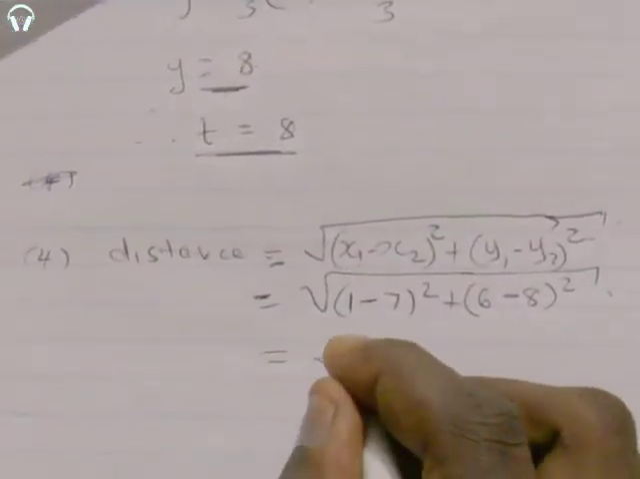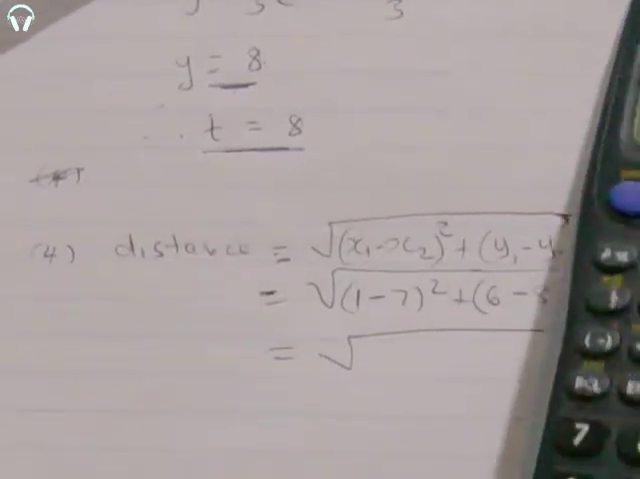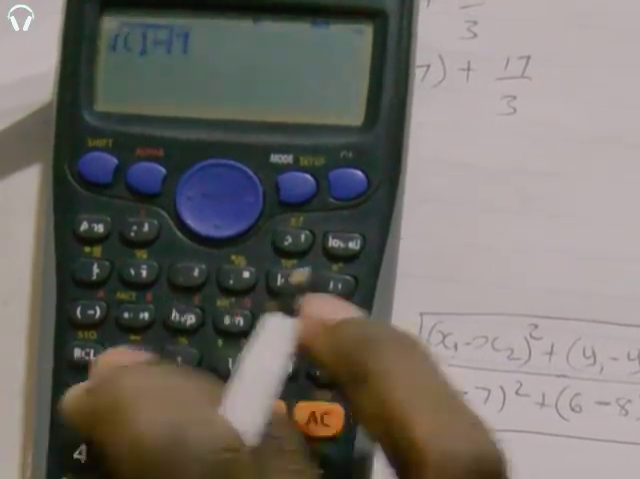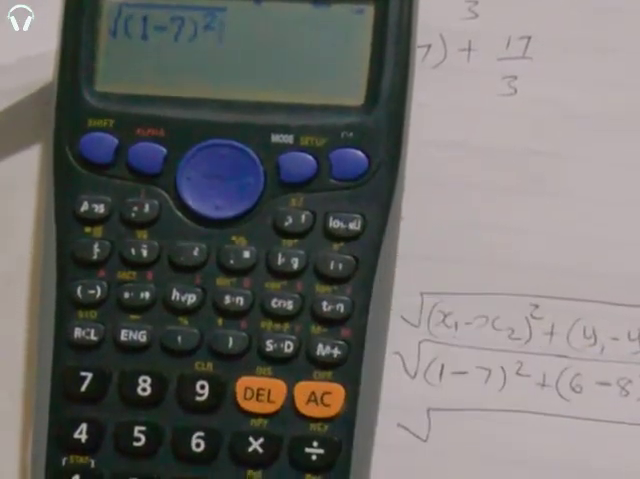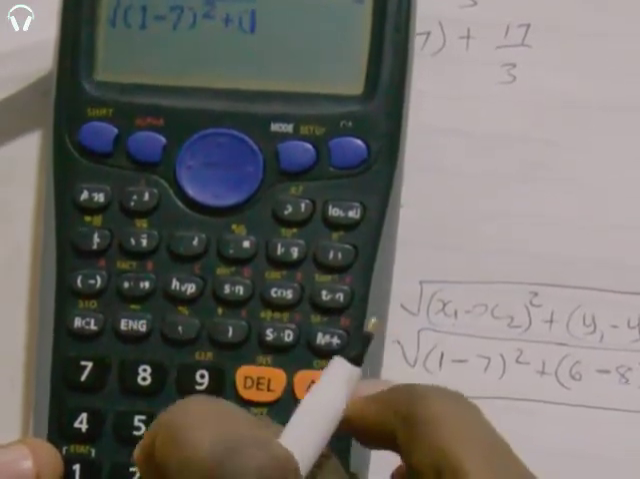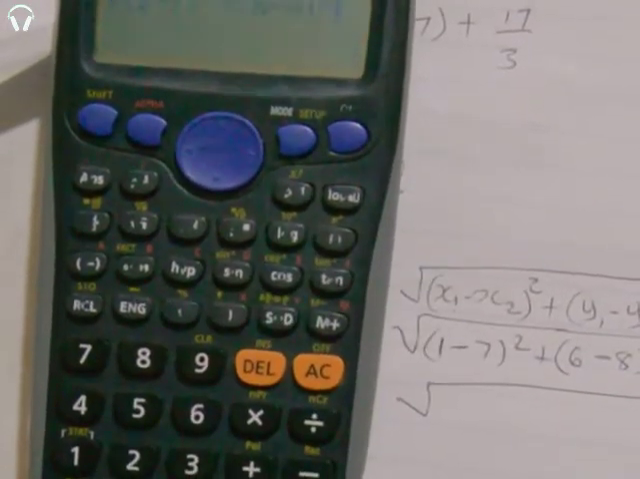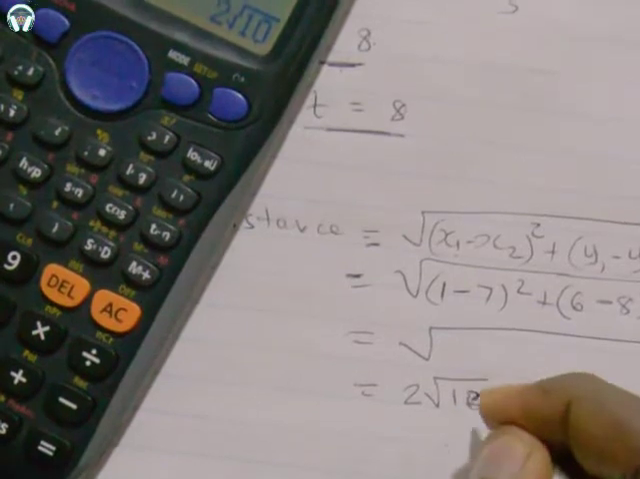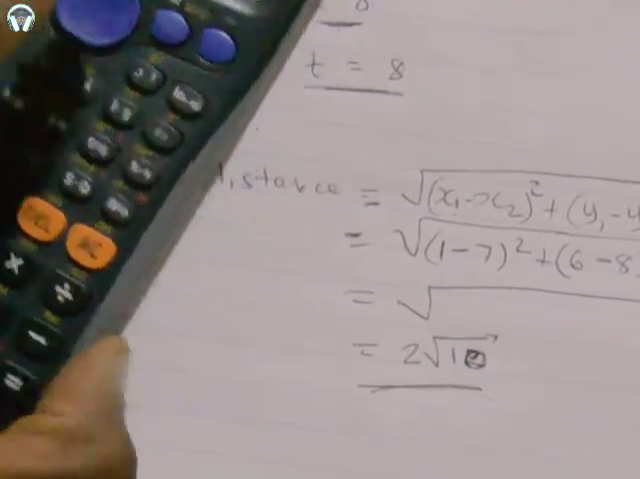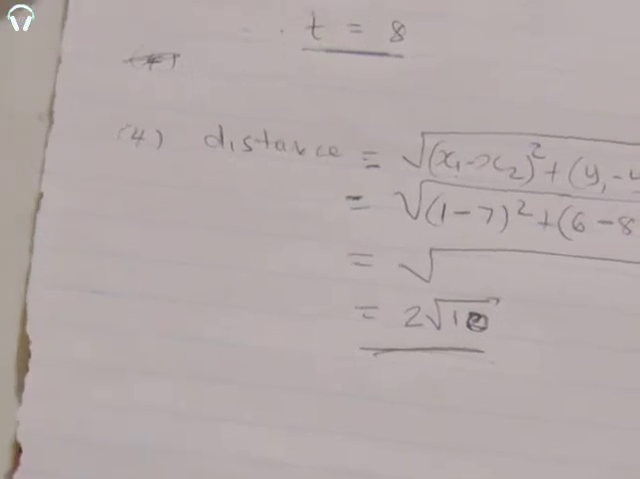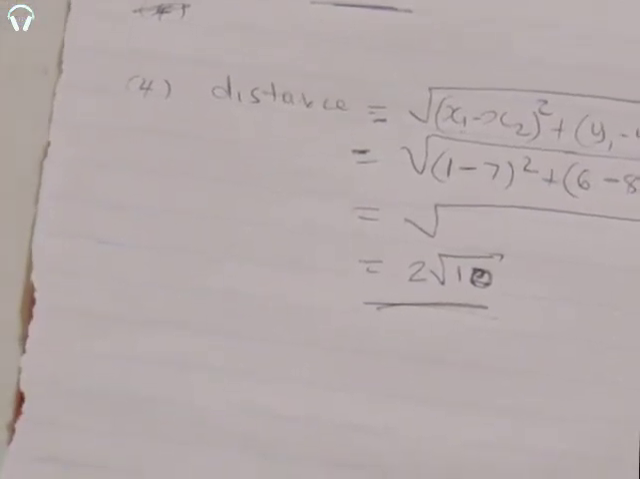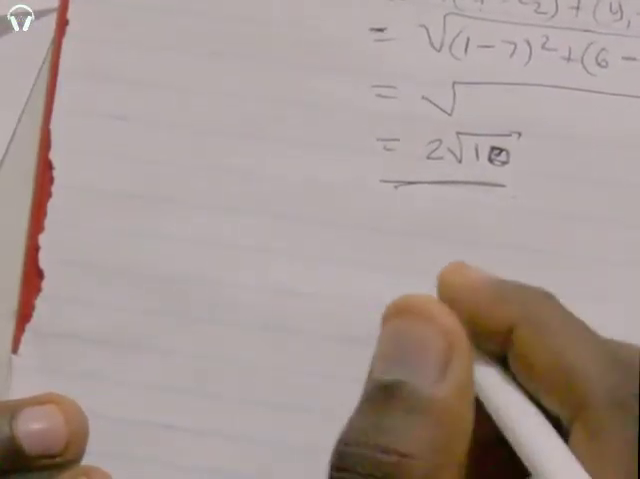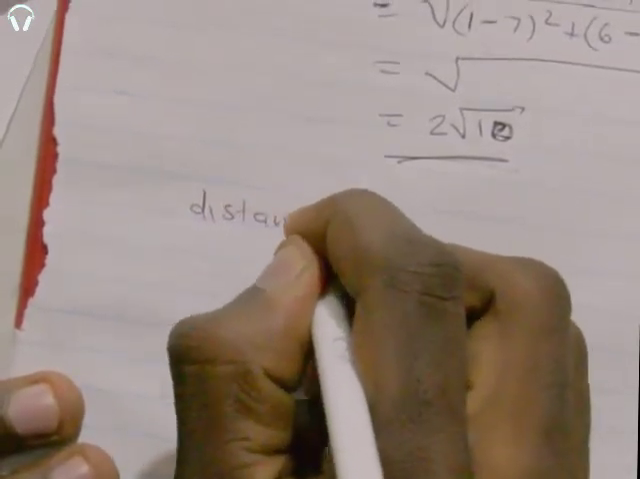So from here, you plug into your calculator, which is the easiest job. 1 minus 7 all squared plus 6 minus 8 all squared. And your answer becomes 2 times the root of 10. This is the distance between points A and D, and is therefore the length AD. We are also required to find the length of BC. We follow the same procedure. Write your distance formula.